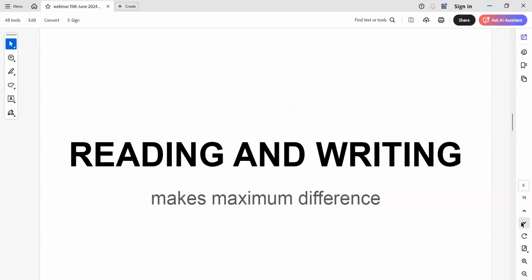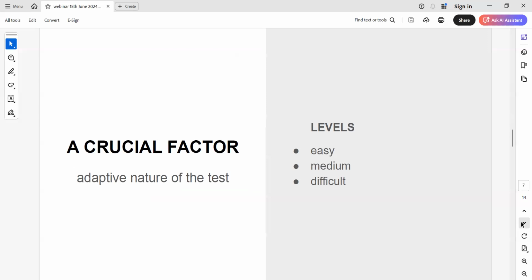So in this session, our discussion is solely going to be about how we can improve on the reading and writing sections. Also, there are a lot of factors which are very crucial in determining your score. Let us understand what they are.